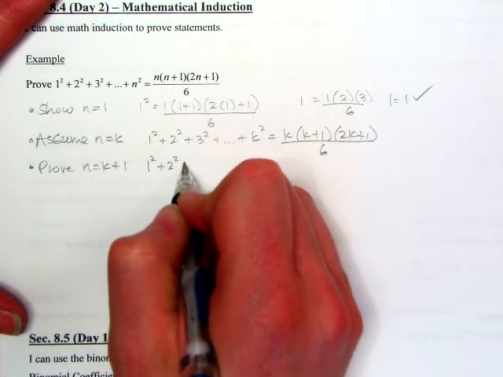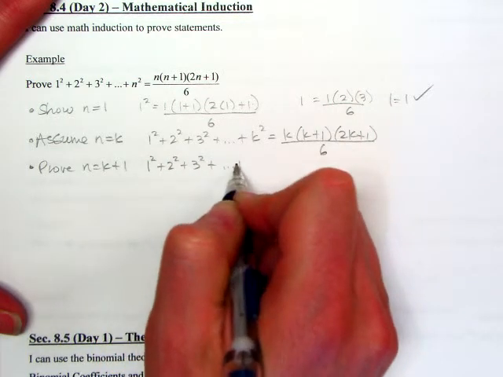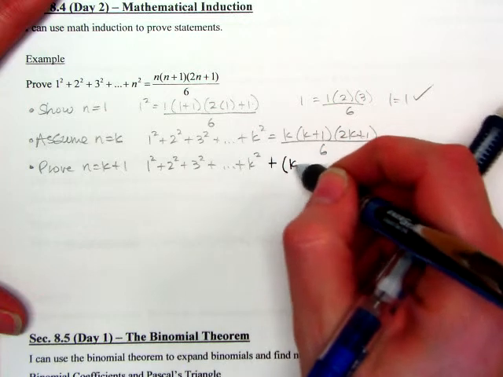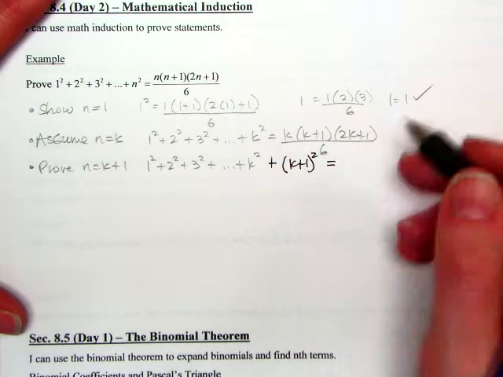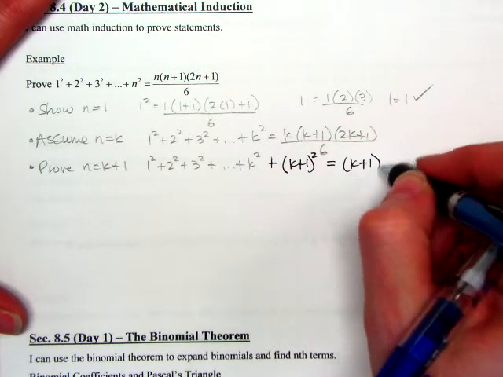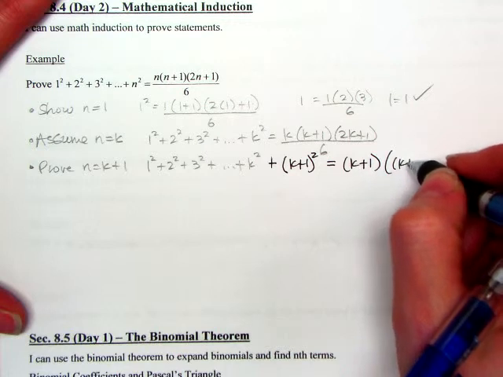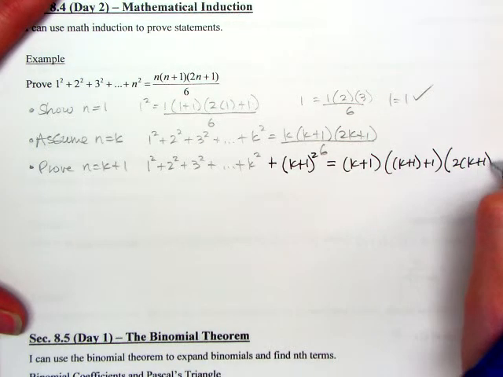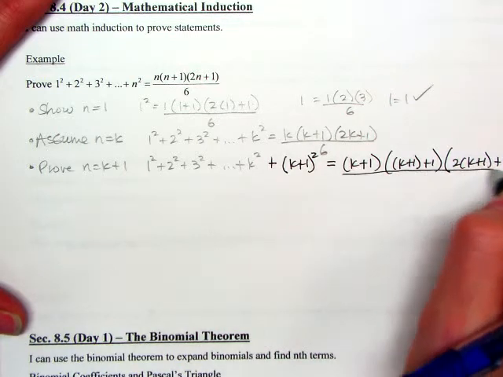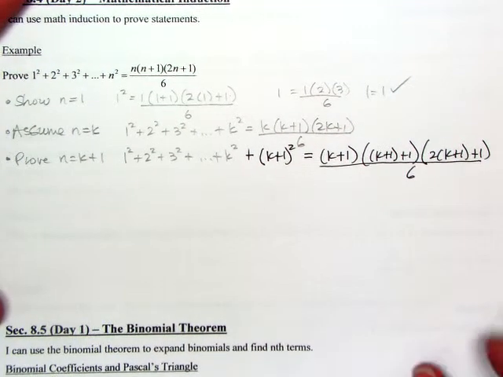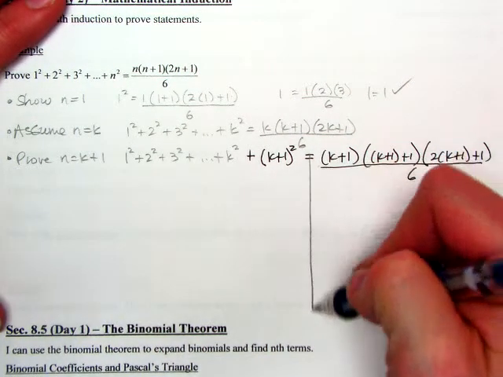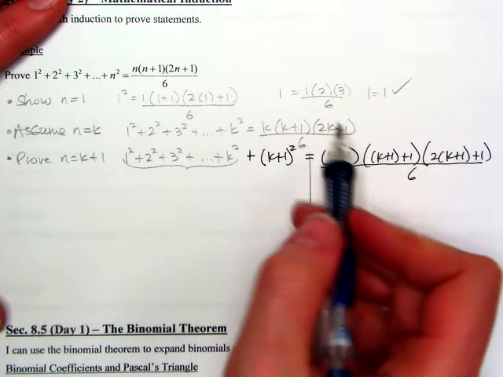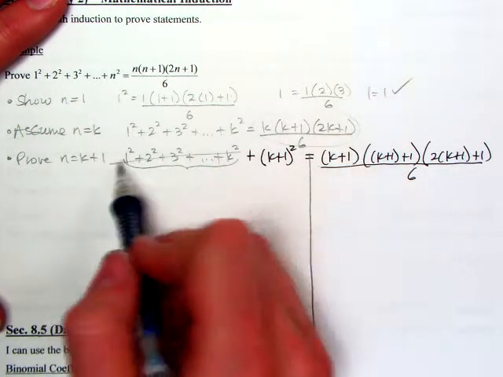Give it a pause. See if you can write this out before you let the video play. 1 squared plus 2 squared plus 3 squared, everything that we assumed to be true plus the extra. Everywhere there is a k, I am putting a k plus 1. We have a lot of work cut out for us in this one. All of this is coming out, and that's going in its spot.